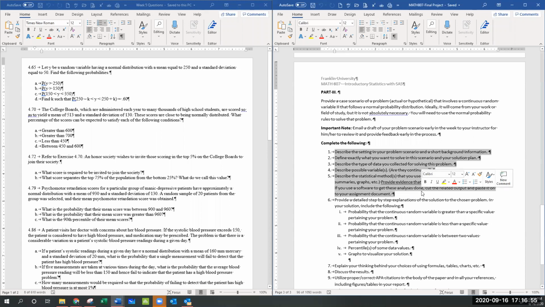So let's say, describe the setting in your problem scenario and a short background information. The problem that I face is too many teachers are quitting the profession. 50% leave within 5 years, and it creates a financial burden. And so I want to look at what we can do to get teachers to stay in the profession longer. Then define exactly what you want to solve in this scenario and my solution plan. Well, i.e., I want to solve what causes them to leave and what we can do to keep them from leaving. And my solution plan is to gather a bunch of data and look at it.